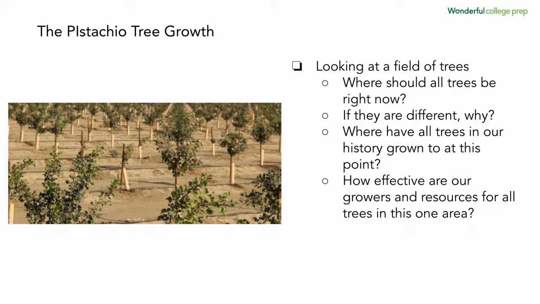Why are they different? And also we're going to look at where have all of our trees throughout history grown at this point? After 3 years, where should they be? What should they be producing? What should they look like? And then, finally, we're going to look at how effective are our growers and those resources for all trees in this one area? And that's going to allow us to reconfigure any resources or interventions to yield stronger results.